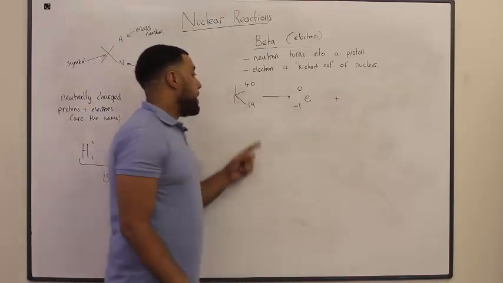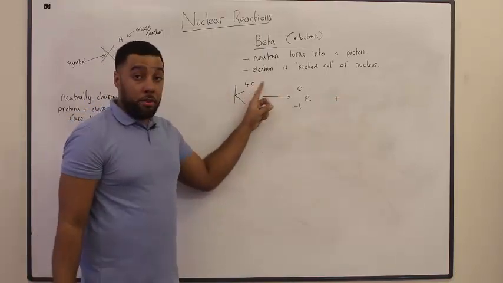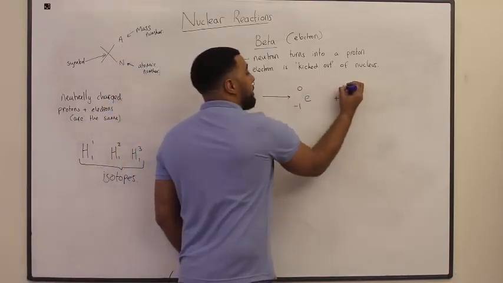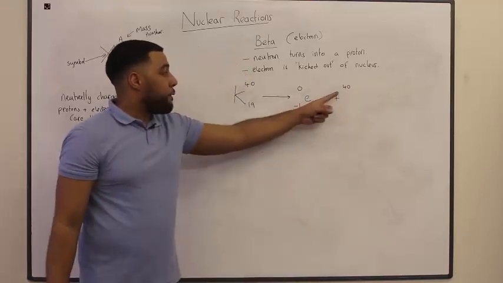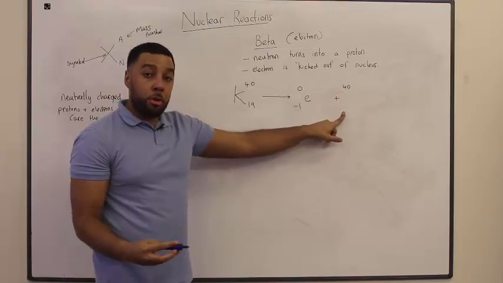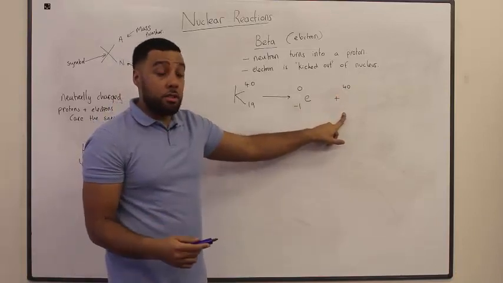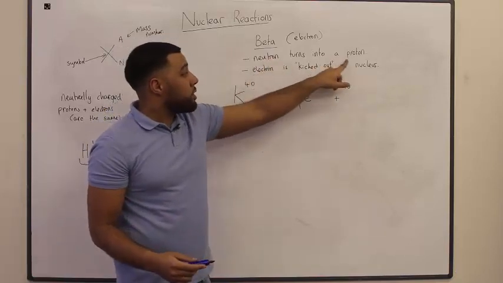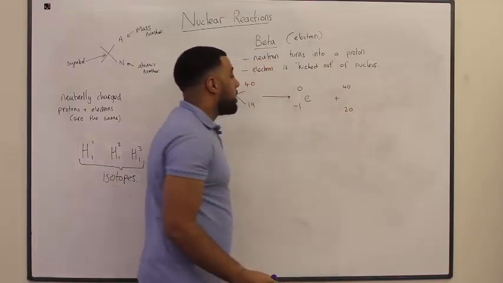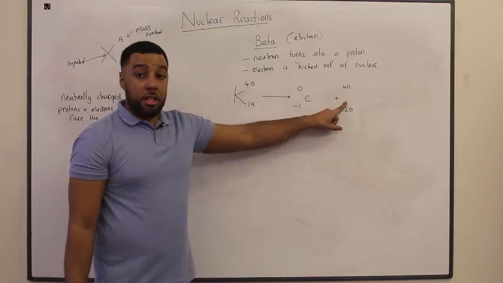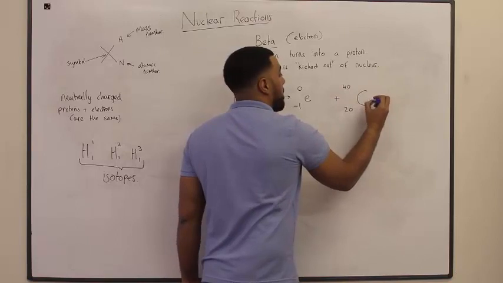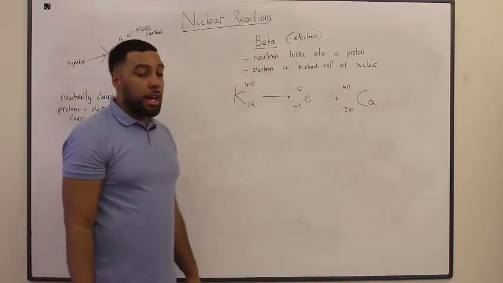Now, again, we have to make sure that the mass numbers balance on both sides. That means that we have the mass still at 40 mass units, but this time the proton number or the atomic number has increased, and that's because a neutron turned into a proton. If I use my periodic table, you should find that this element is calcium.